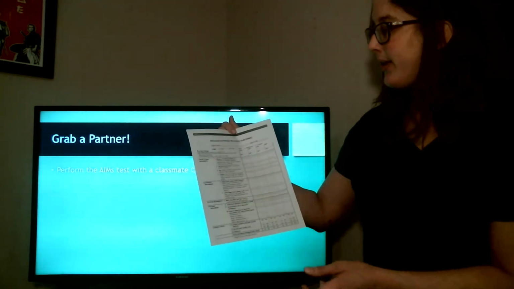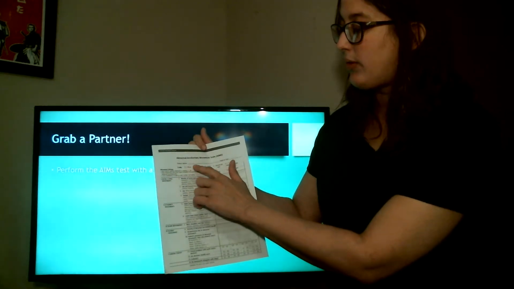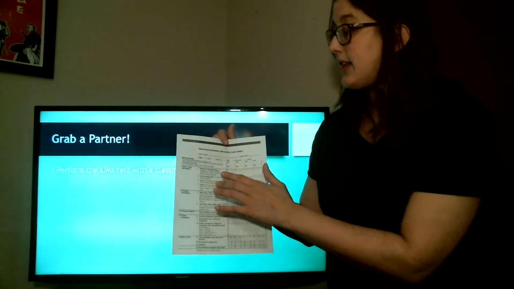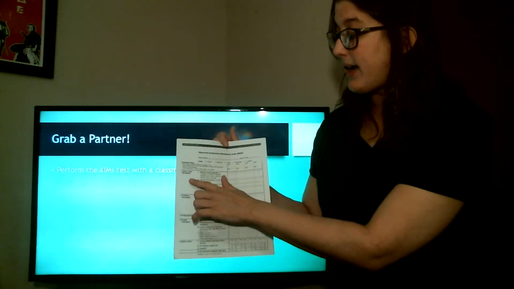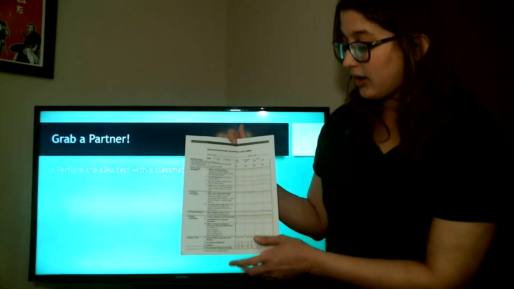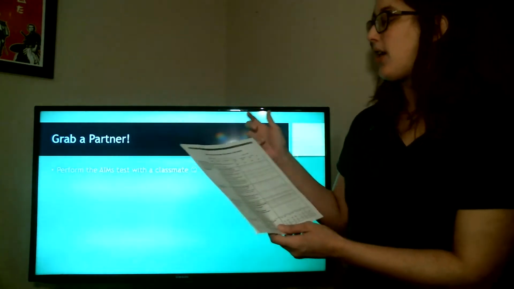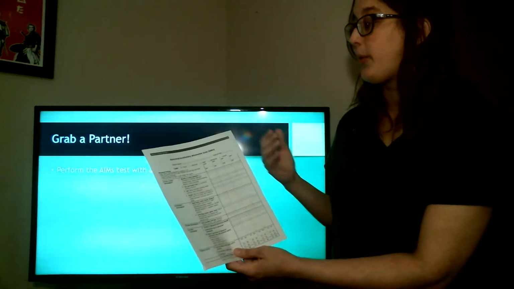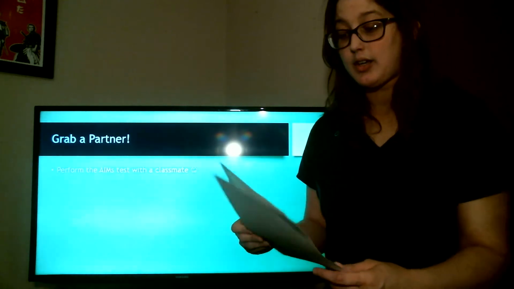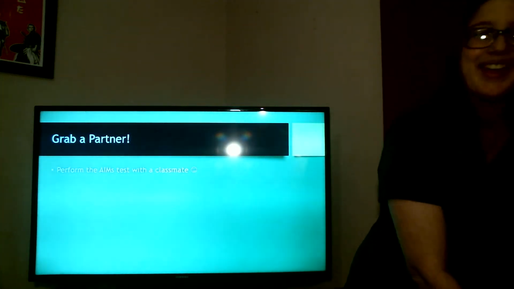Just like I said, we have the 0, which is no movement, and it goes from 0 to 4. 4 is severe. And then we have the different categories. We have your facial and oral movements, extremity movements, trunk movements, global judgment, and dental status. So this is just your typical AIMS test that we see in the hospital. Now I'm going to pass that out to you guys, and then we're going to get into groups and we're going to do the AIMS test together, okay?